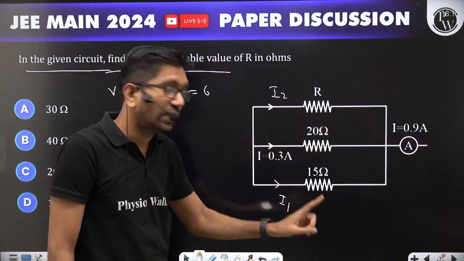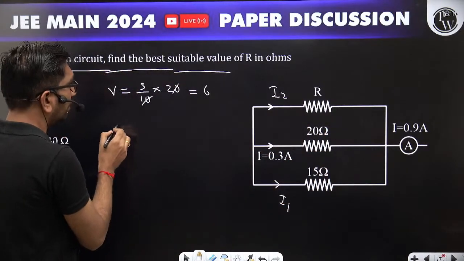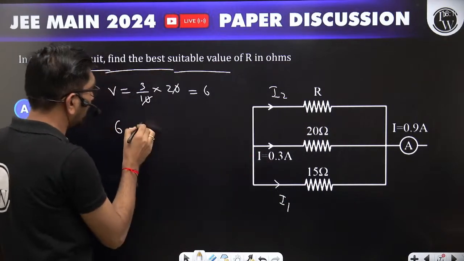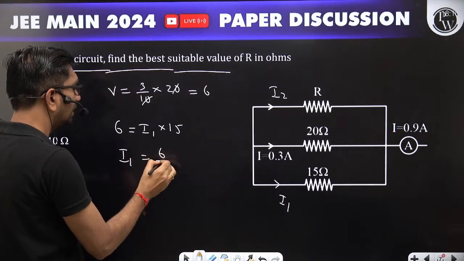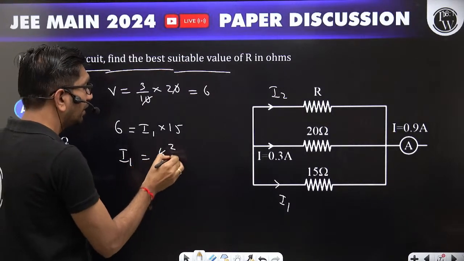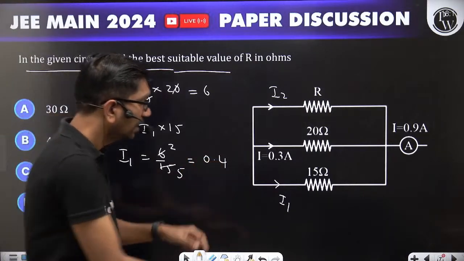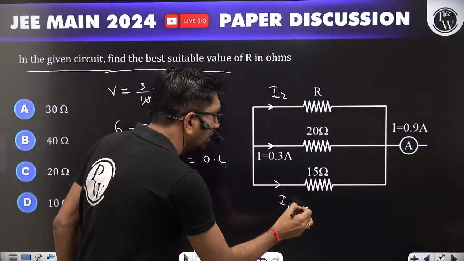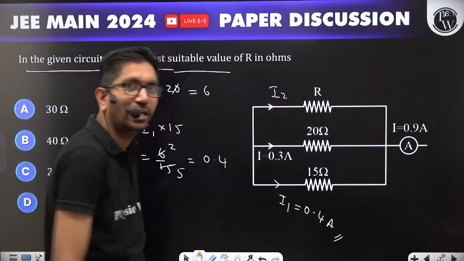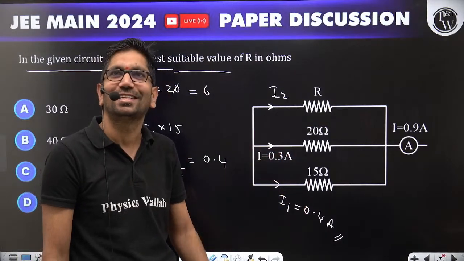The same voltage will be dropped here. V is equal to IR. 6 is equal to I1 into 15, right? So I1 is equal to 6/15. 3 to the 3, 5. So finally what did you get, beta? 0.4. What is the current flowing across this wire? It is 0.4 amperes. Now observe here. So almost you got the answer, right?